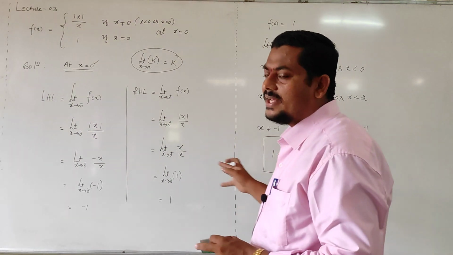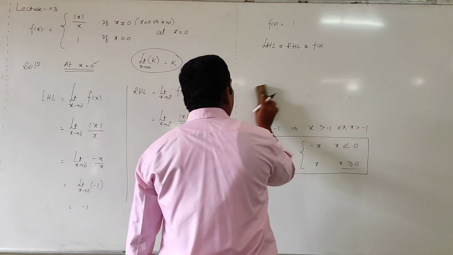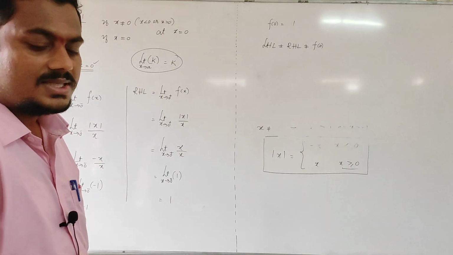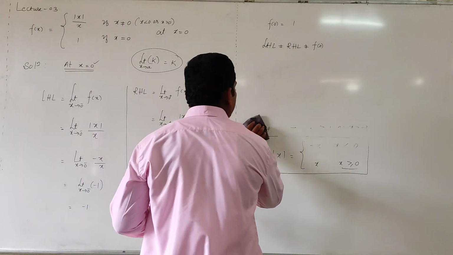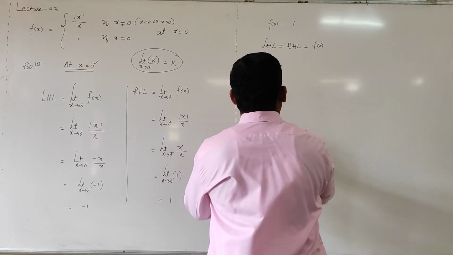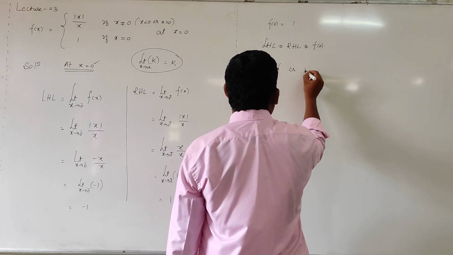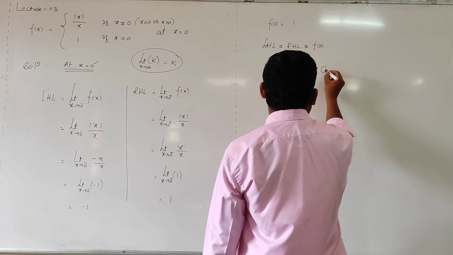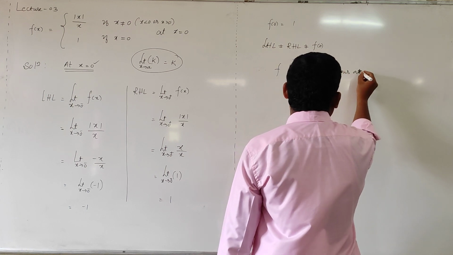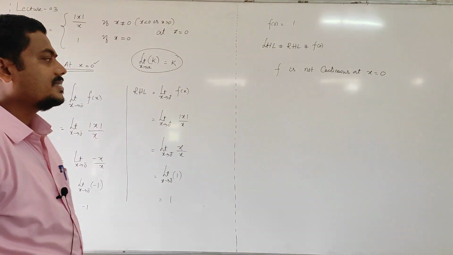If all the values are equal and exist, then only the function is continuous. Then what is your conclusion? Whether the function is continuous or discontinuous? Clearly not continuous. Therefore, f is not continuous. At what point? At 0. At 0, this function is discontinuous.